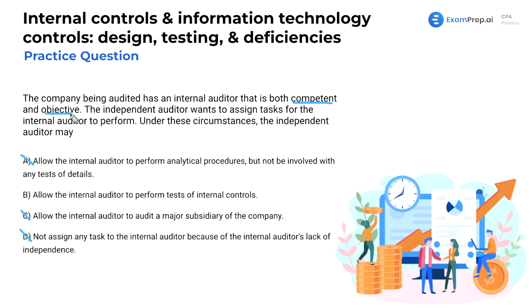They could be objective as much as they want, and we could see that they're pretty objective. However, they're never going to be fully independent, so we're not going to consider that. Final answer here is going to be letter B, allow the internal auditor to perform tests of internal control.